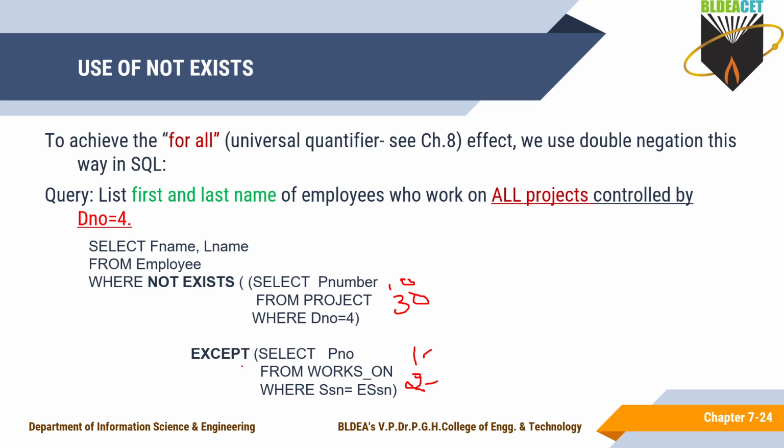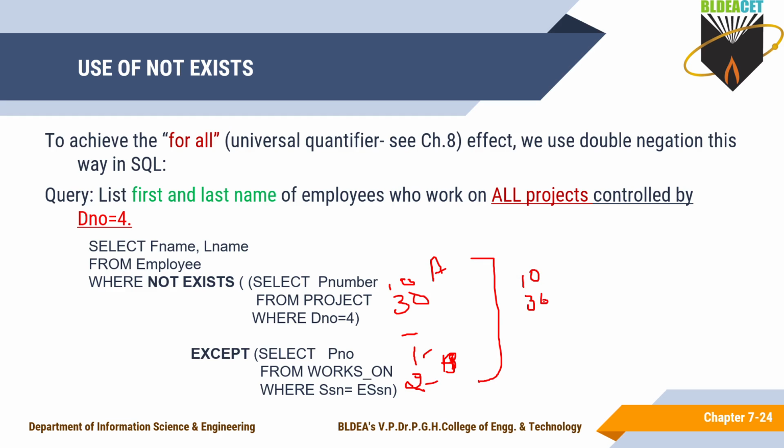10, 30 except 1, 2. Except means it is minus. In set theory, it is A minus B. In the same way here, 10, 30 minus 1 and 2. A minus B selects all those values which are present in A and which are not present in B. So 10 and 30 are present in A, but those elements are not there in B here. So the result of this except is 10 and 30.